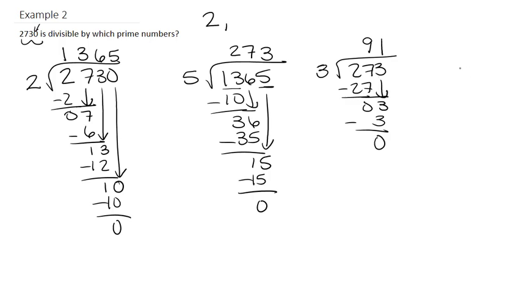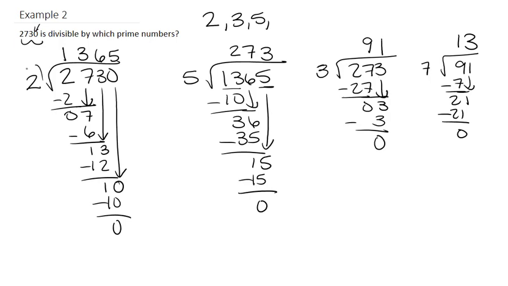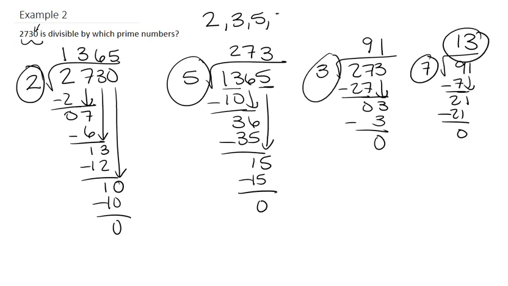Now 91 can be broken down further. So we've already done 2, 3, 5. Let's look at 7 now. 7 can go into 9 one time. 7 times 1 is 7. We subtract, 9 minus 7 is 2. Bring down the 1. 7 can go into 21 3 times. 7 times 3 is 21. We subtract, we get 0. So the prime numbers for this is 2, 5, 3, 7, and 13.